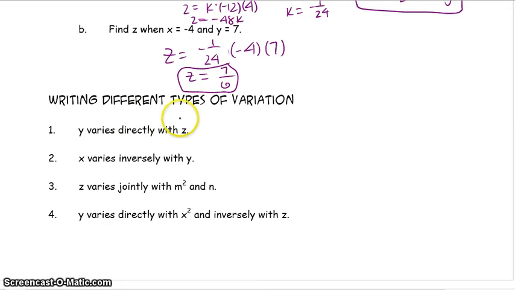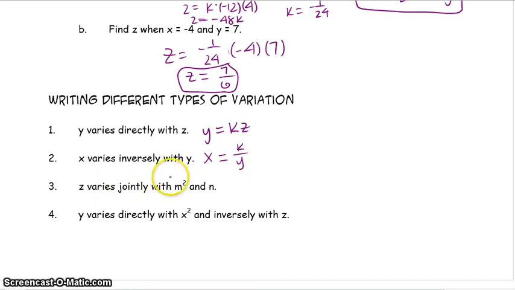So, if it says y varies directly with z, using what we know, that's going to be y equals kz. And then if it says x varies inversely with y, whatever letter is out front goes on the left side of the equal sign. So x is going to equal, and it says inversely, so I know my constant's going to be on top, and my second variable is going to be in the denominator. So x equals k over y.